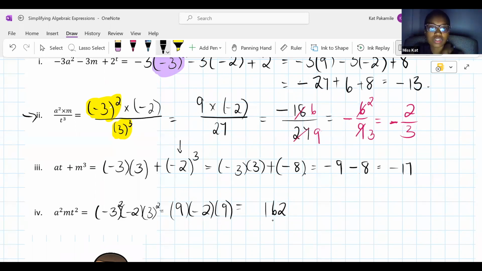Look at the operations. We have a positive, a negative, and a positive. A positive multiplied by a negative is negative, and then a negative multiplied by a positive is a negative, ma'am. Beautiful. That was beautiful. Thank you very much. Thank you, ma'am.